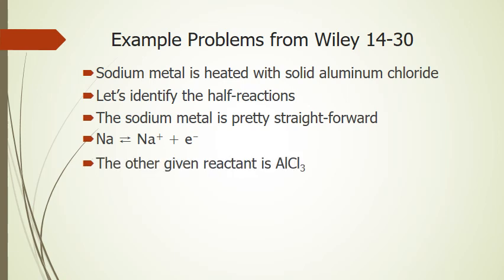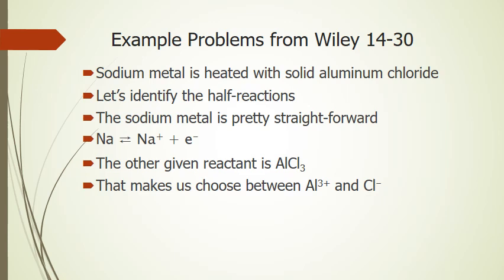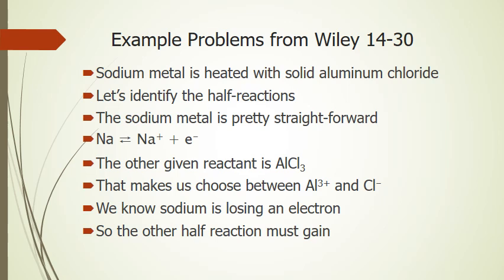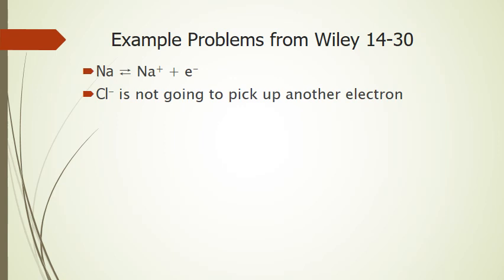The other given reactant is AlCl3. So we've got to choose once again, like before, between Al3 plus and the chloride ion. We know sodium is losing an electron, so the other half reaction has to gain electrons. The chloride is not going to gain any more; we don't have a Cl 2 minus ion. So our other half reaction must be with the aluminum ion. That half reaction from the table is Al3 plus gains 3 electrons, and we get aluminum.